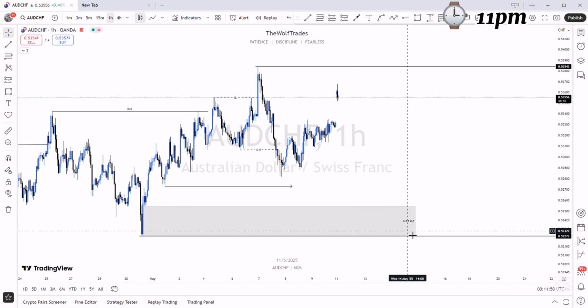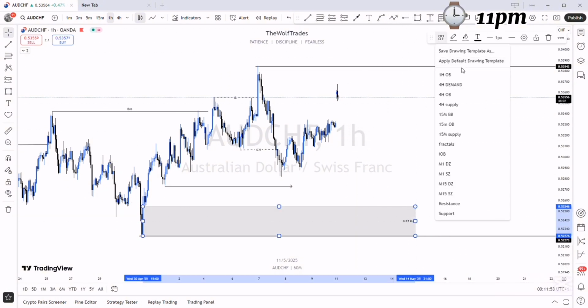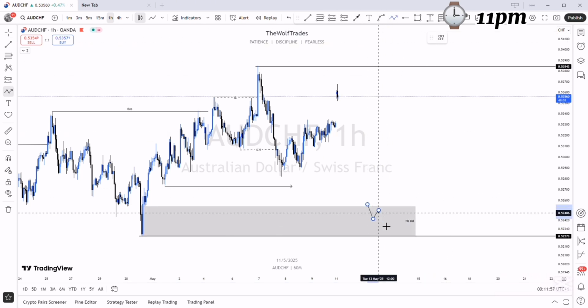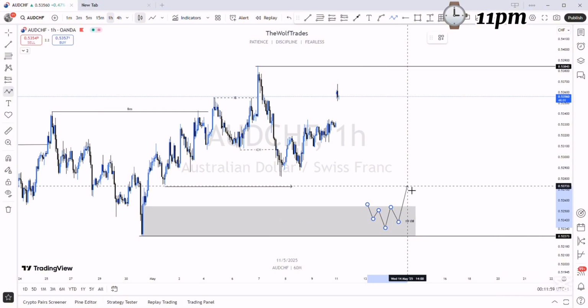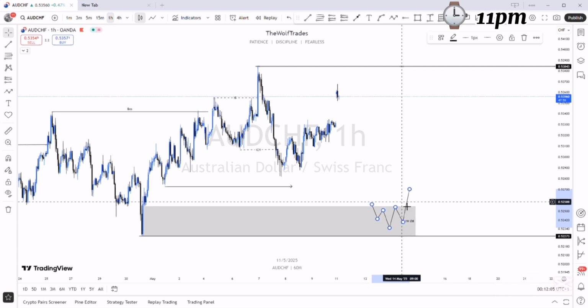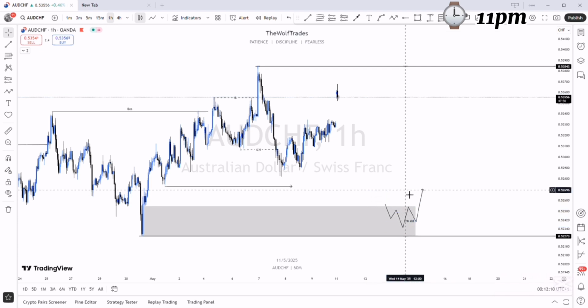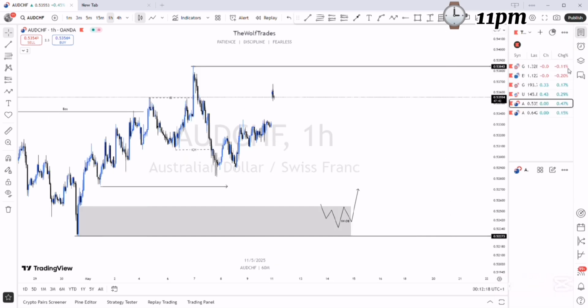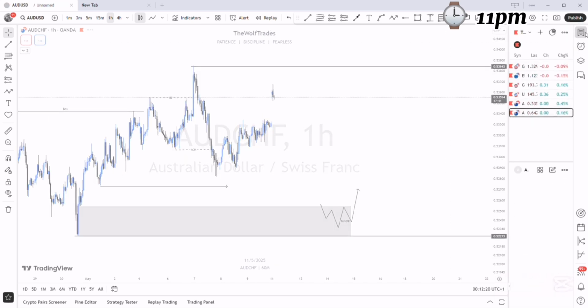Oh, yeah, I did it on 15 minutes, but instead of 1 hour. So I'll be looking for my entry confirmation. When price gets there, then I trade with the trend. Alright, so that's what I'm looking at. Let's move to the next pair.